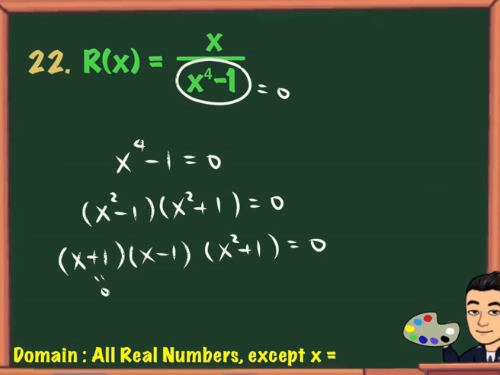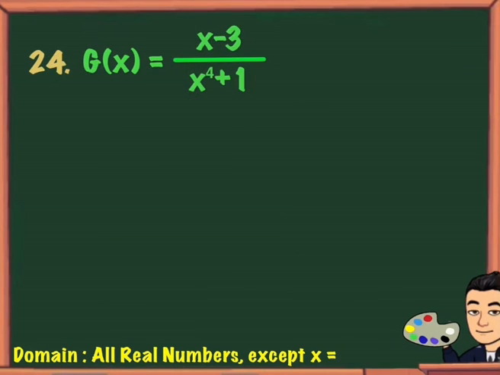If you set these two equal to 0, you're going to find out that x is equal to positive and negative 1. The other factor is going to give you imaginary solutions, so you can just ignore that. That's not going to be part of the domain. So your domain is going to be all real numbers except x equals positive and negative 1.